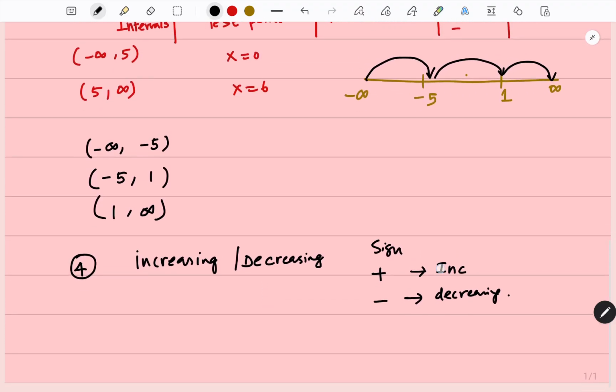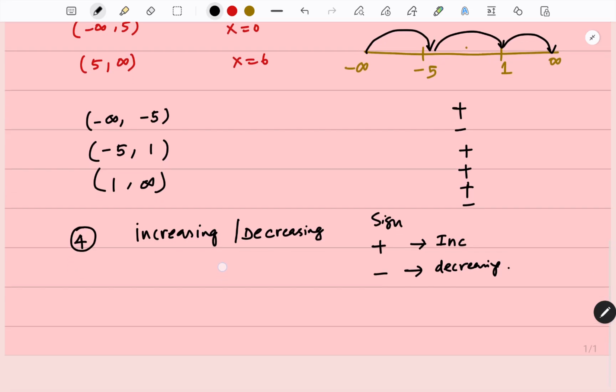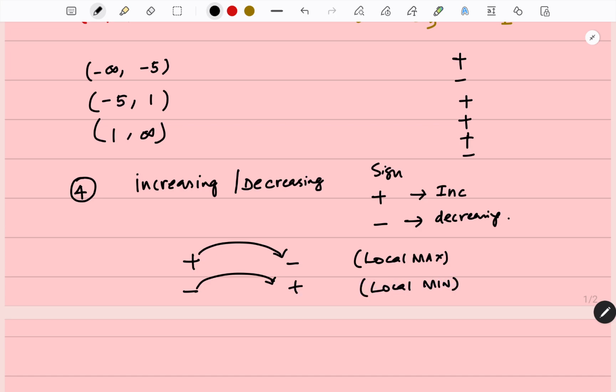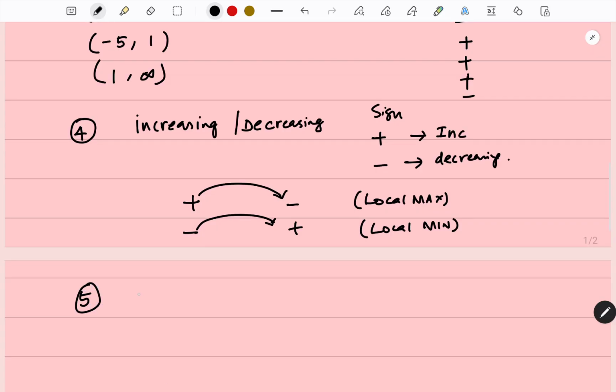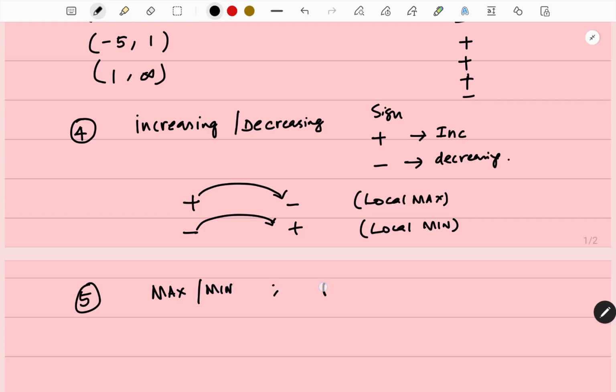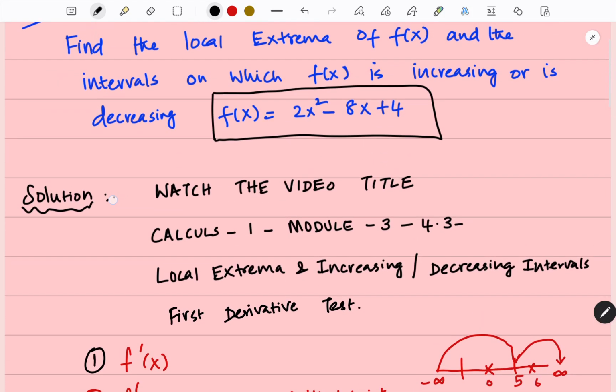If the signs across the critical point go from plus to minus, then it is called a local maximum. If you get minus to plus, you will get a local minimum. This is the question, very simple. After that, whether it is a maximum value or minimum value, you are going to find the value by putting the x value in the given function. That's it. So let me start the question. The function is f of x equals 2x square minus 8x plus 4.